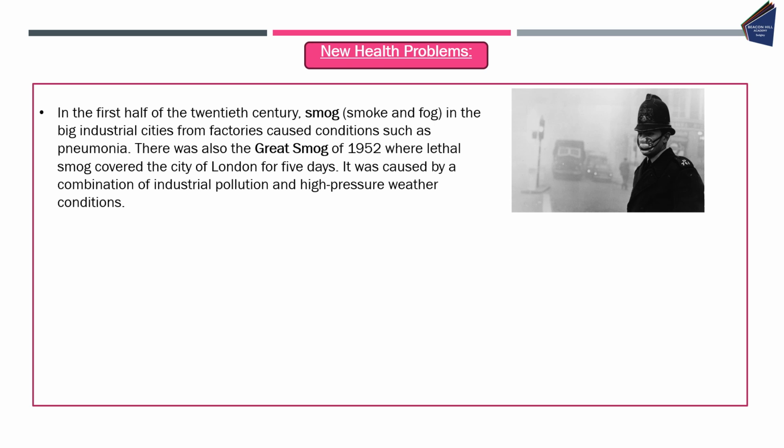In the big industrial cities such as London, this tended to come from factories, and it did cause conditions such as pneumonia. An event that you could reference in the exam was the Great Smog of 1952, where lethal smog covered the city of London for 5 days. It was caused by a combination of industrial pollution and high pressure weather conditions, so you could definitely reference that as an issue in the modern period. You can see the policeman stood in the background, which you can see is very blurred due to the smog, and he has a mask on as well to help in terms of his breathing.